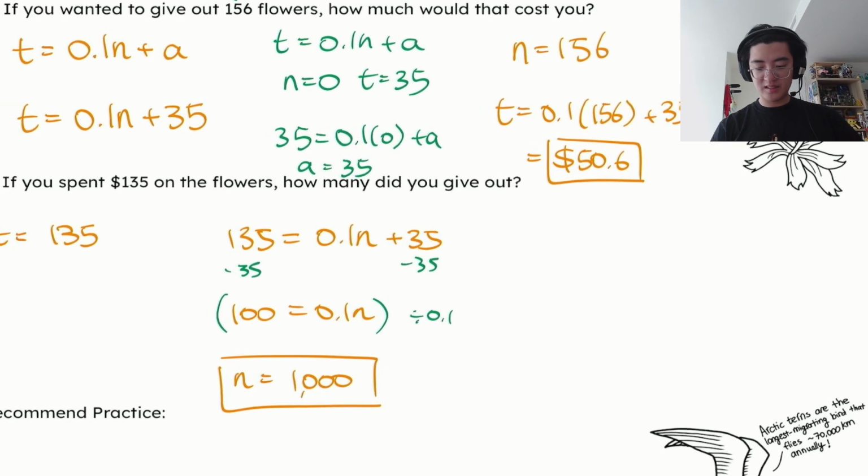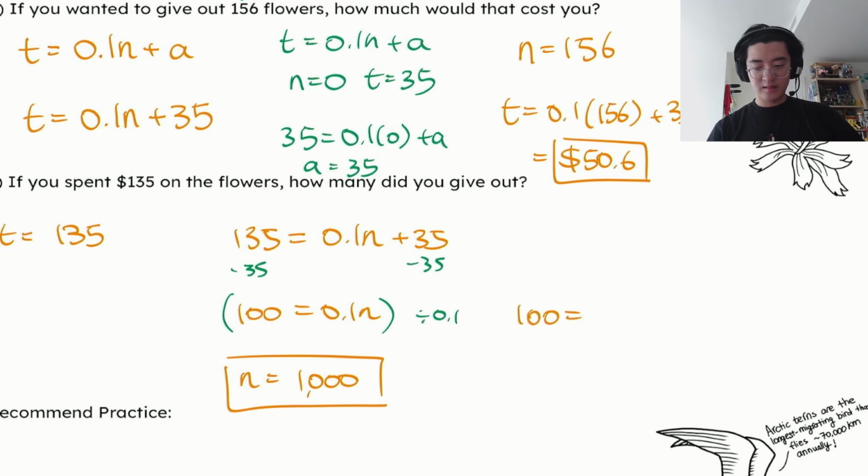And of course, we could also multiply everything by 10 as well to get the same answer. Multiplying by 10, we get rid of the decimal.